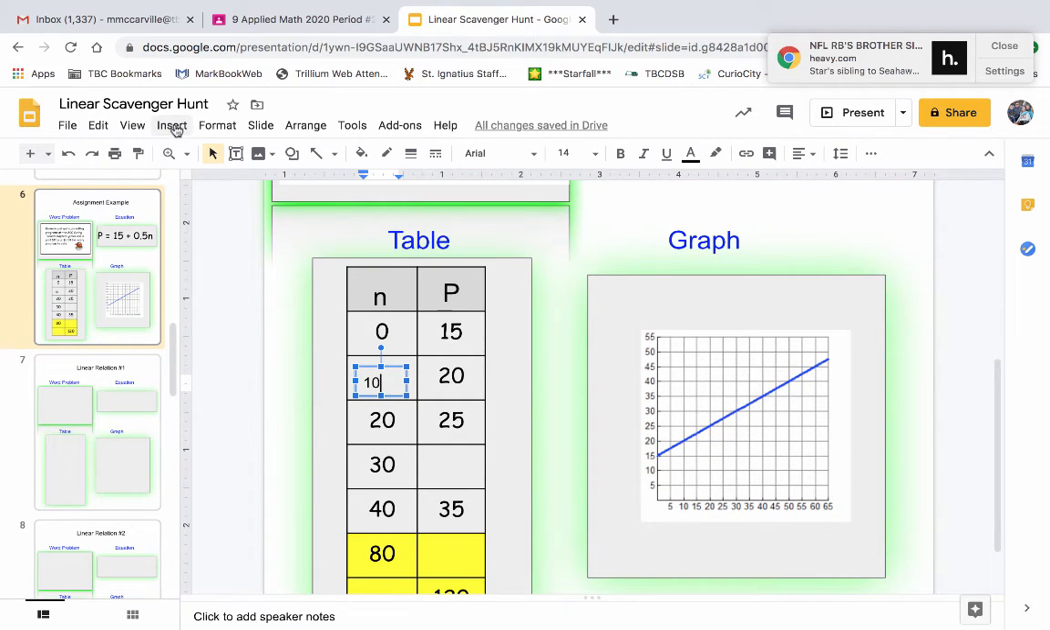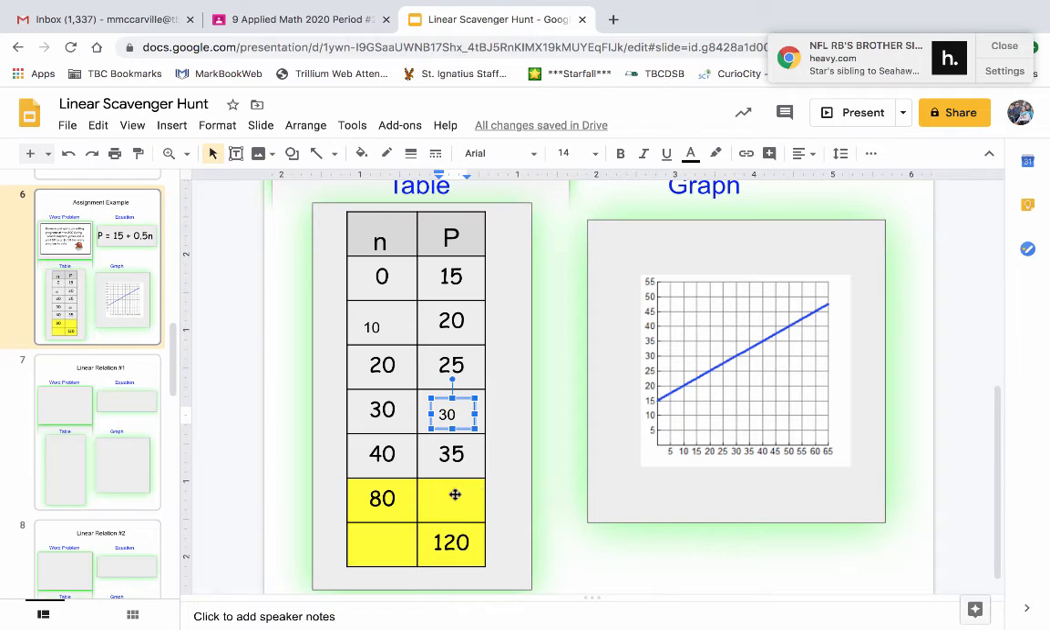And then insert a text box. I'm going to put the next value in. It's nice with linear relations, there's always a pattern. So if you look, 0, up 10, up 10, up 10, and our values in pay are just going up by 5 every time. So my answer here is 0 is 15, 10 is 20, 20 is 25, 30 then will be 30, and 40, of course, is 35.